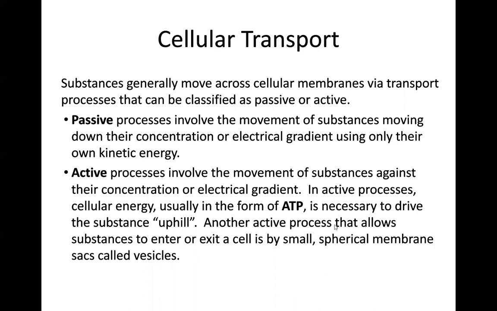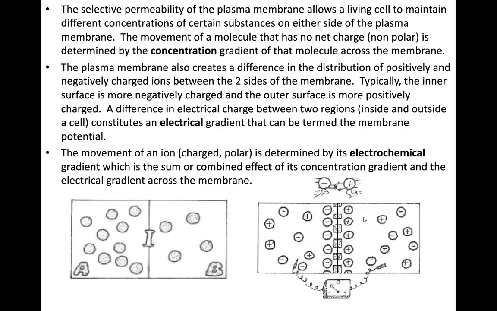Now, there is another active process allowing substances to enter or exit a cell, and this is through small spherical membrane sacs called vesicles. We literally call it vesicular transport. It is an active transport process, but you don't really see ATP involved with it. We'll talk about it at the end of the lecture. Just know that it is another active process, but it's kind of misleading because you don't really see the ATP involved. All right, let's talk about those gradients I just referred to.